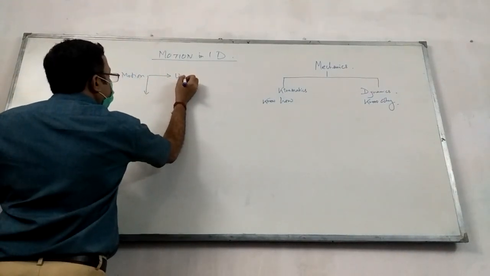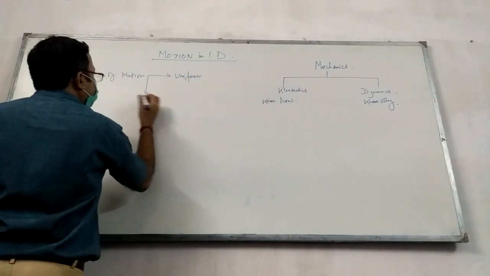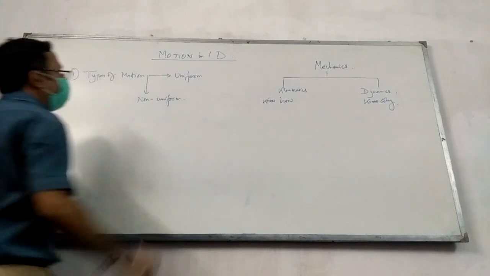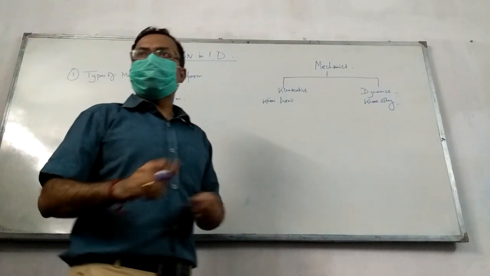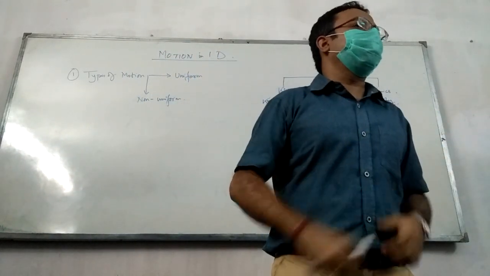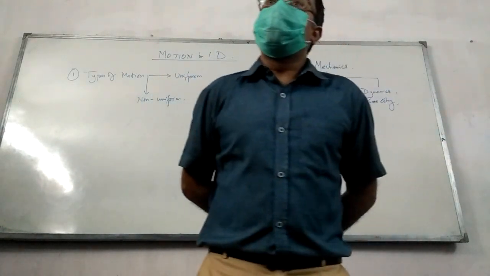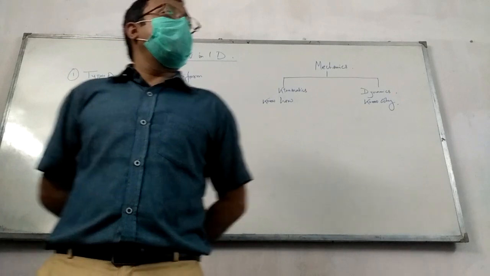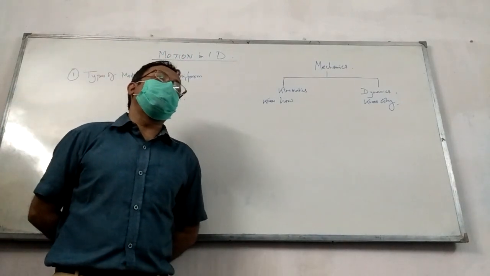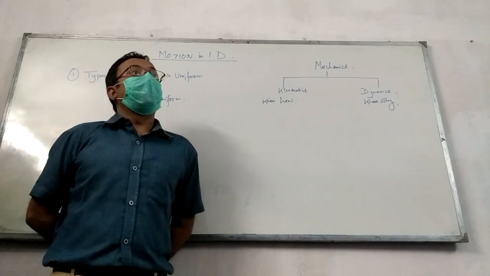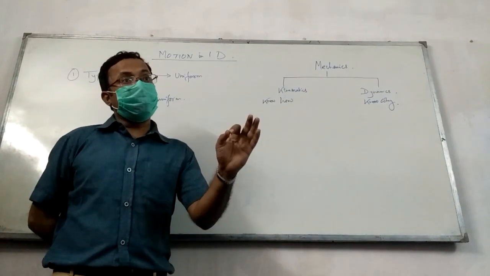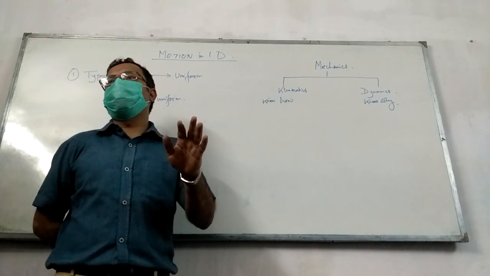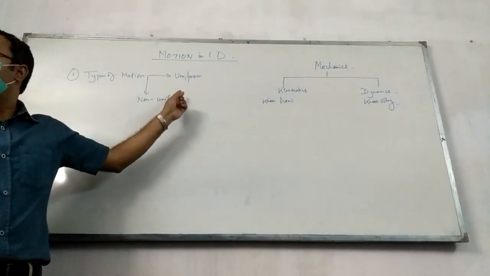One is uniform, another is non-uniform. So what do you mean by uniform motion and what do you mean by non-uniform motion? Uniform motion covers equal distance in equal intervals of time. Right. So uniform motion is when a body covers equal displacements in equal intervals of time. Velocity is constant. It's very important. If the velocity remains constant, you say the body is going for a uniform motion.